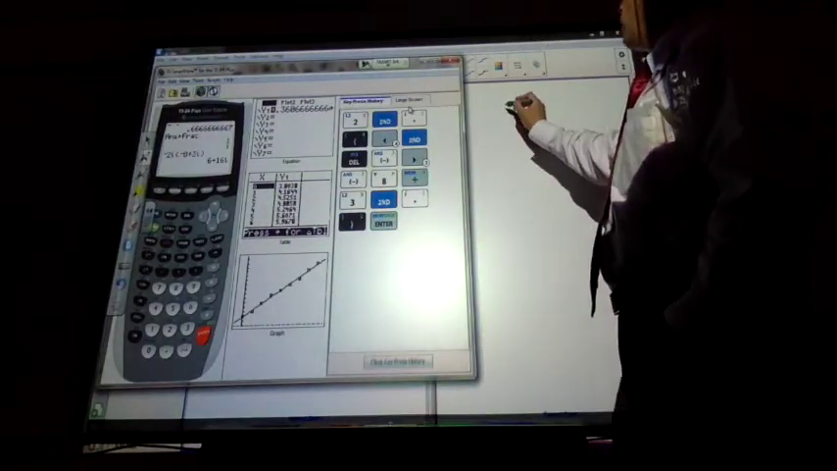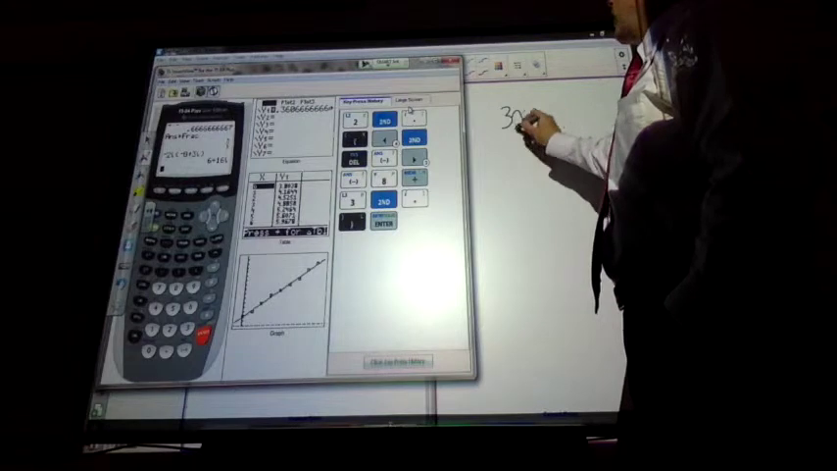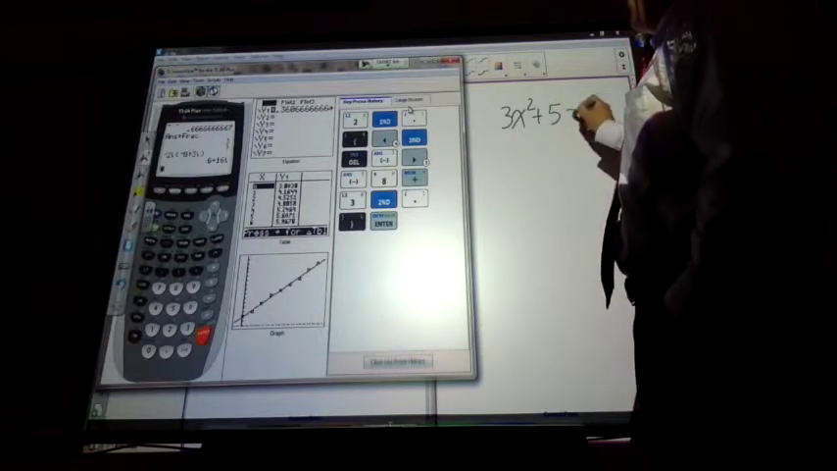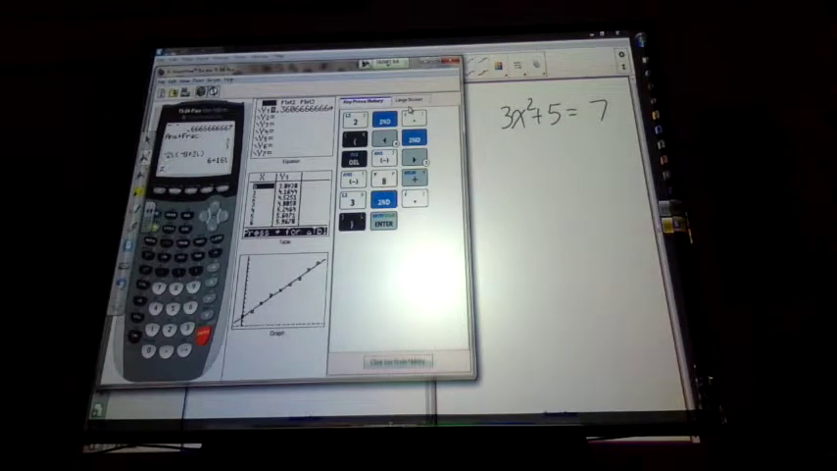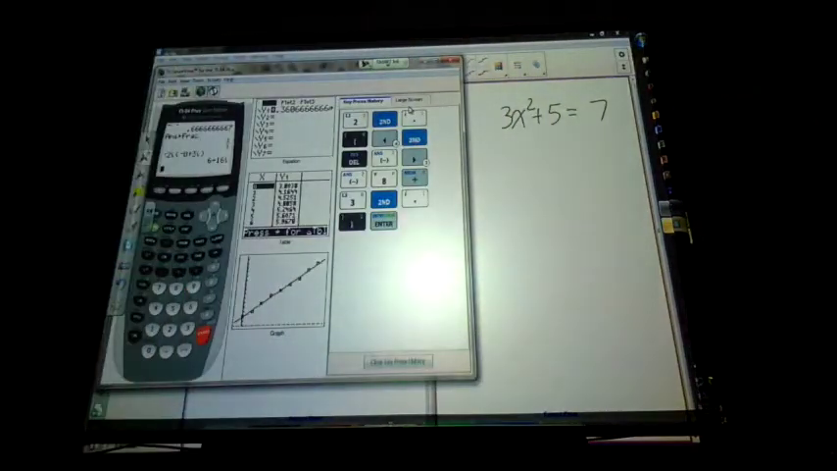Ready? How would I solve this? 3x squared plus 5 is equal to 7. Okay? How would I solve that? Subtract 5. Divide by 3. Take the square root. Sound okay? And if you take the square root of both sides, how many answers do you get? 2. You get a positive and a negative component, right? So let me show you another way you can do this problem.